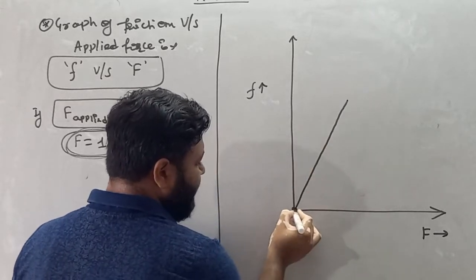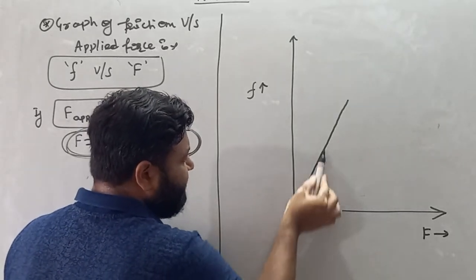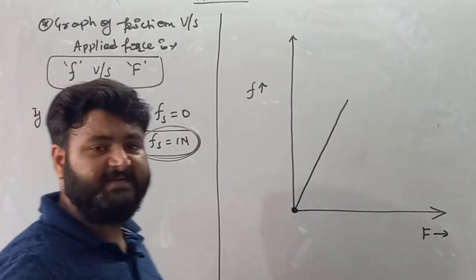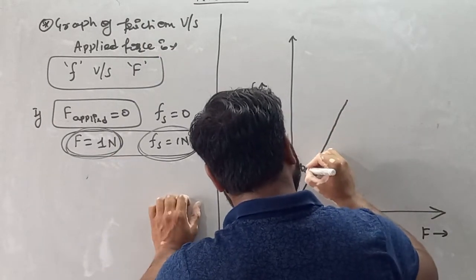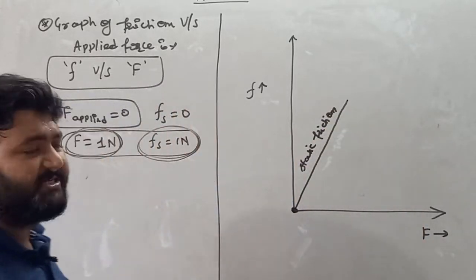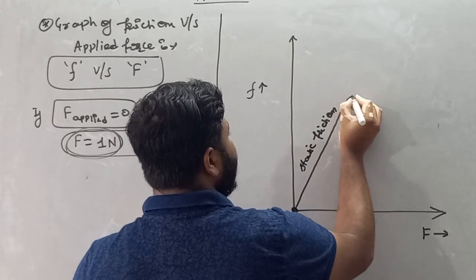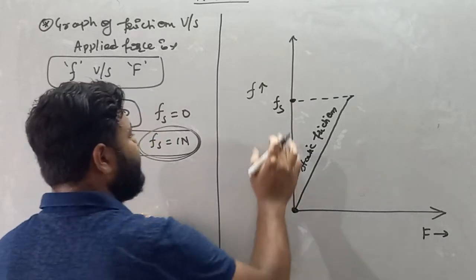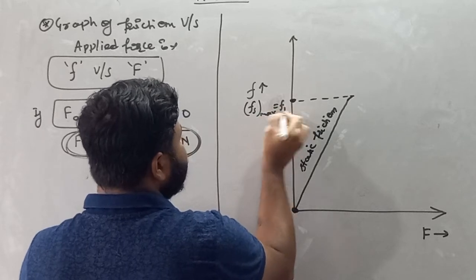See my dear student, if applied force is 0, then force of friction is also 0. As we change the value of applied force, friction is also changing. Then we'll get a maximum value of static friction. This whole line represents what, my dear student? Static friction, because we know that static friction is self-adjusting friction. It changes its value by change in applied force. Then we'll achieve the maximum value of static friction. That value of static friction is called limiting friction. This is basically the maximum value of static friction, which is nothing but limiting friction.